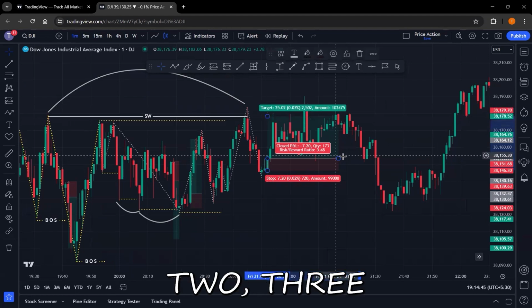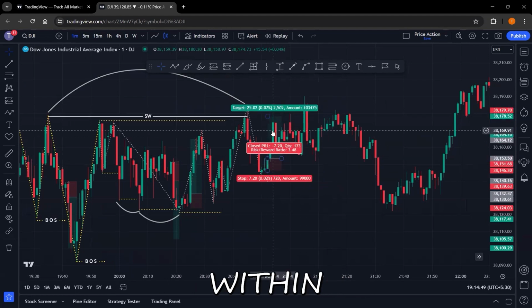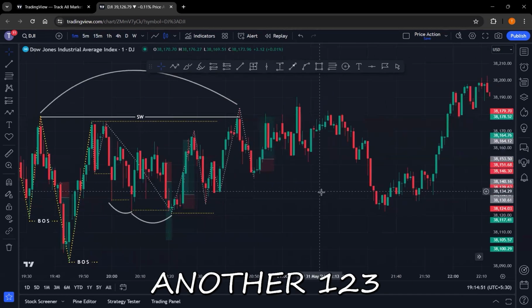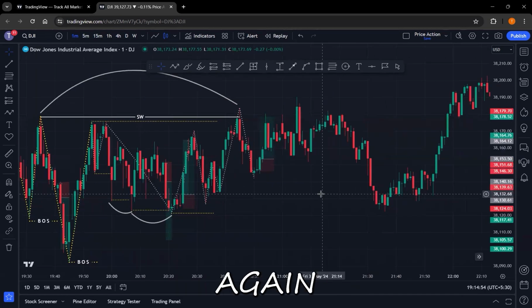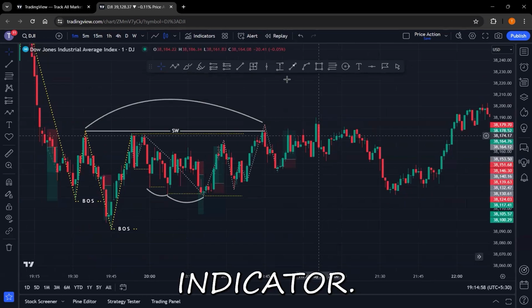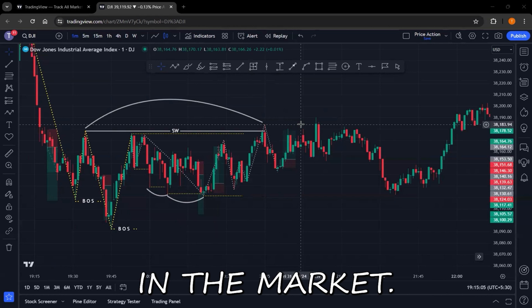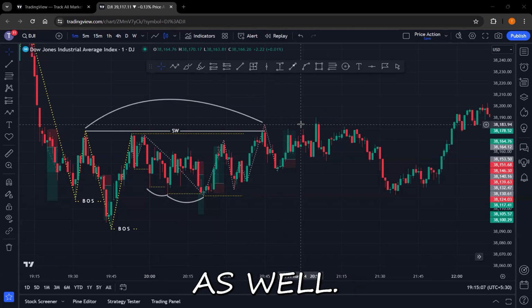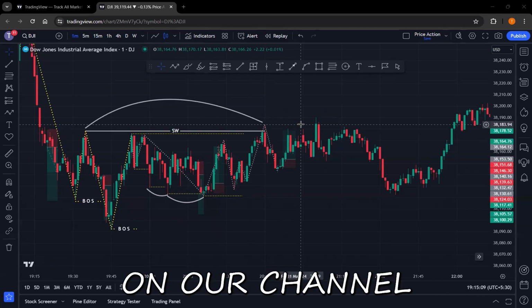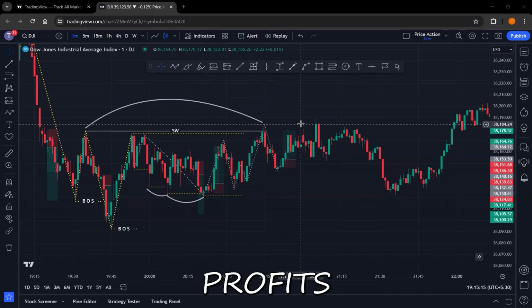If you see, the 1:3 target would have been done already in just 3 candles. So 1, 2, 3. That means within 3 minutes you would have achieved another 1:3 target using the same concepts again and again. I'm not trying to use any other concepts or any other indicator. As you can see, we are just doing live chart or naked trading in the market, and this is how we do live trading as well. If you see the live trading videos on our channel, the same concepts have been used while making real profits in the market as well.